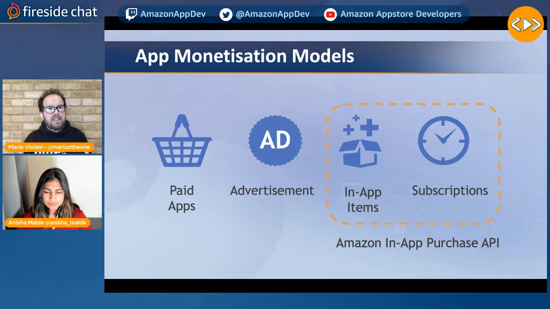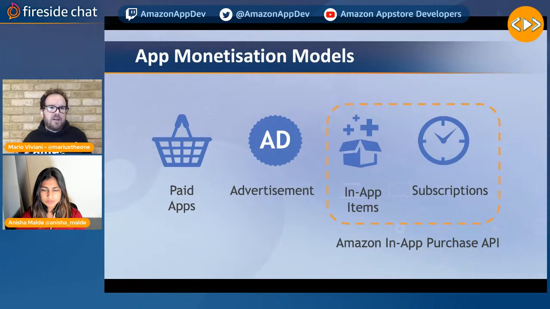So in-app items offer basically the best of both worlds of paid apps and advertisement, because you can potentially offer your app for free for download. So there is no blocker to access and downloading the app. And the customer can start checking out your application and maybe even start playing with it a little bit. And then you can gate premium content behind the paywall inside the application.